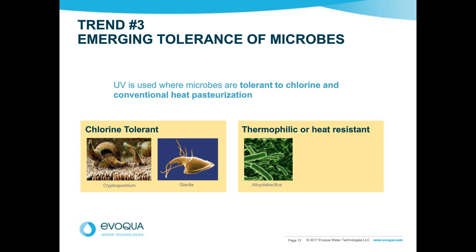We see profound tolerance now with Cryptosporidium and Giardia for chlorine, and with Listeria. And we see thermophiles, heat-tolerant organisms. Bacillus ACB is a classic heat-tolerant organism. The pasteurizers cause ACB to germinate and spoil teas and other drinks.